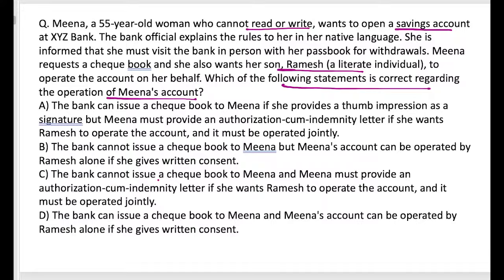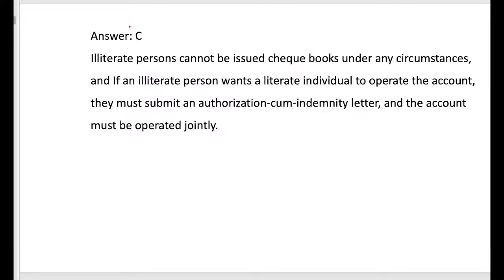Okay, so the bank cannot issue a checkbook to Meena, and Meena must provide an authorization cum indemnity letter if she wants Ramesh to operate the account, and it must operate jointly. C should be right answer. Okay, some people are saying A. C should be the right answer, I guess, in this case. So an illiterate person cannot be issued a checkbook.